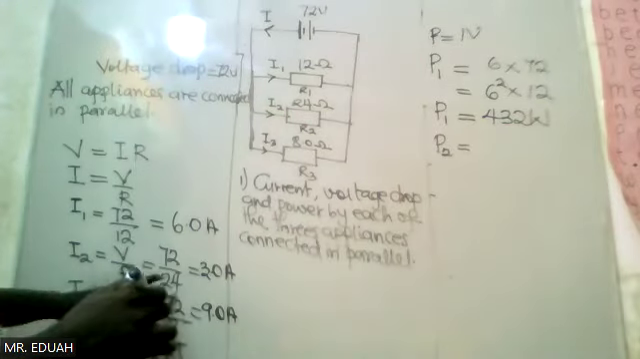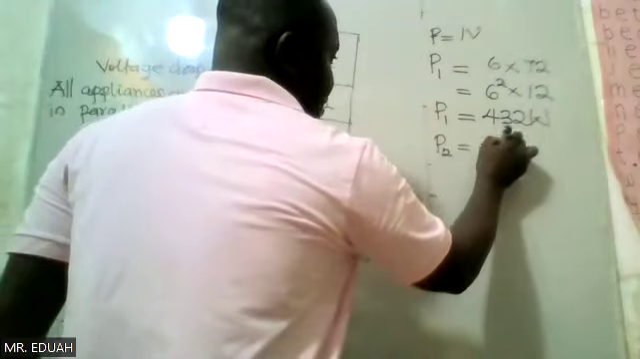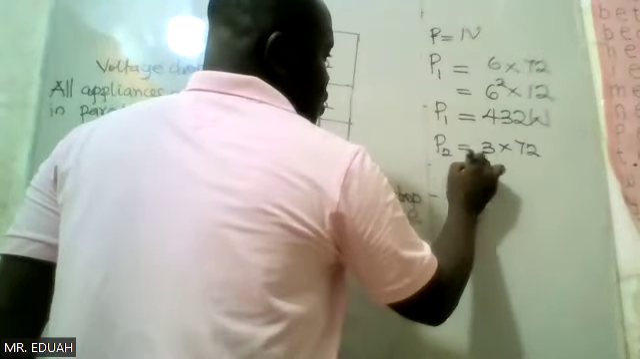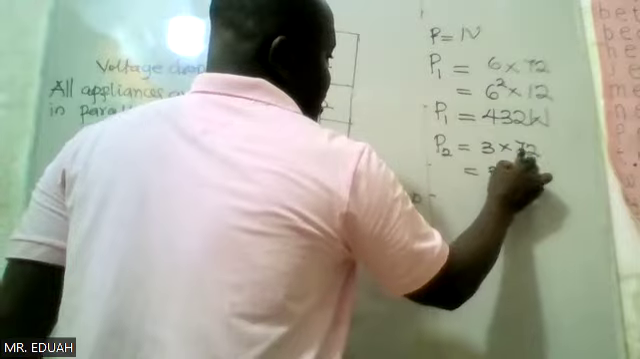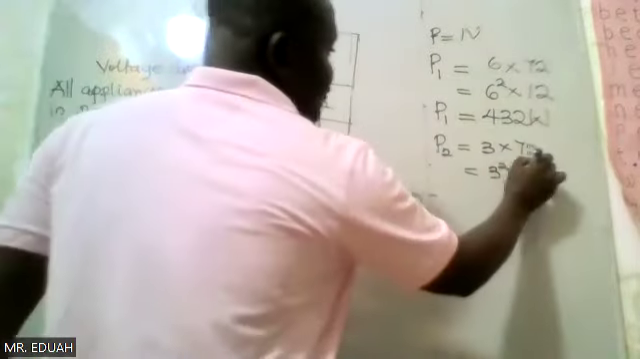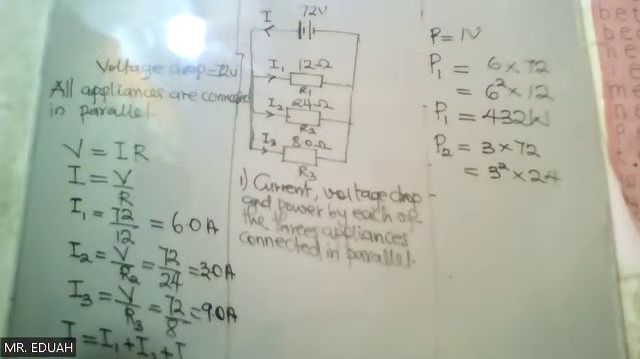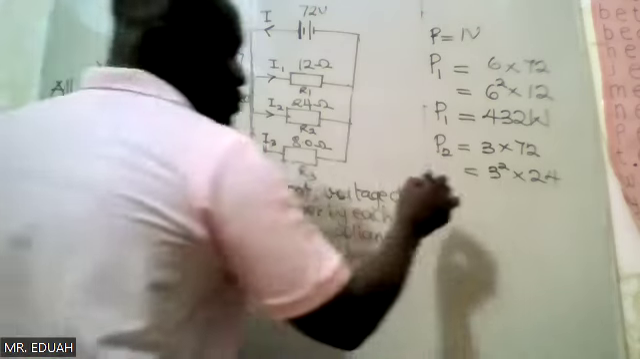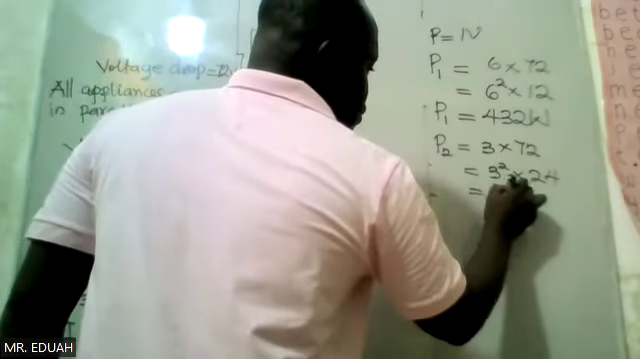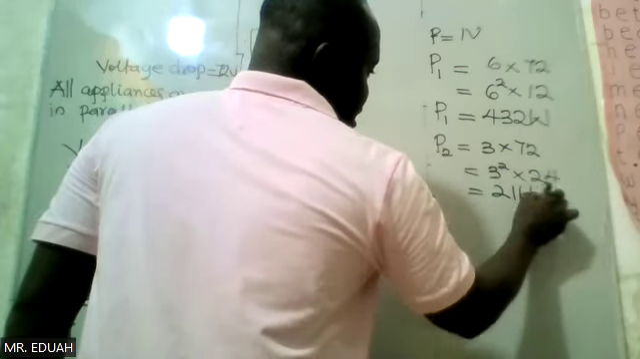P2, of course, would be 3 times 72, which is also equal to 3 squared times 24. Yes, what is it? 216. 216 watts. 216. Yes, please.